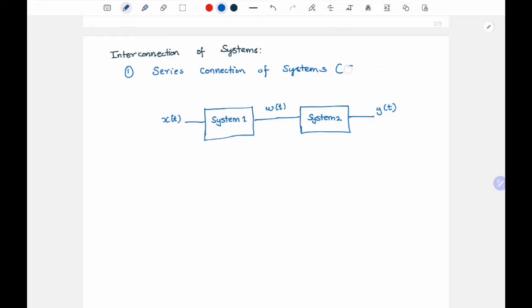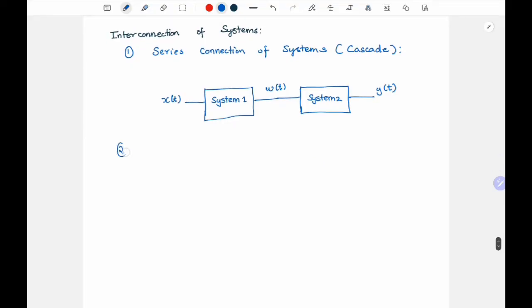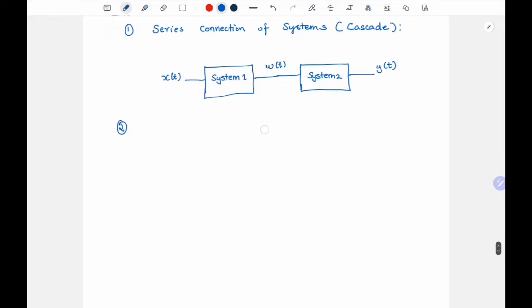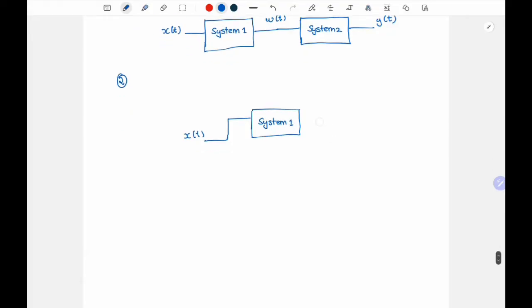And this is also called the cascade, one after the other, right? And second, they can be in parallel, correct? So I have the same signal x of t going through two systems, system 1 and then system 2. And there can be n number of systems, it's not a problem.